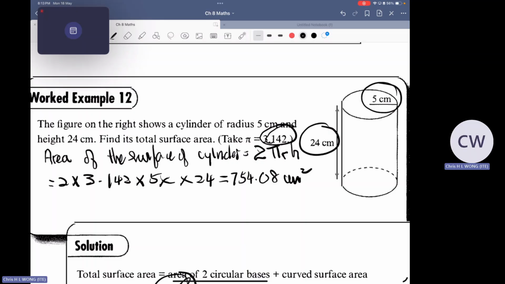Times square. How many covers are there? Top and bottom, times two. Very good. You need two times two because top and bottom, right? Yeah, need times two. So okay, I have the surface area.